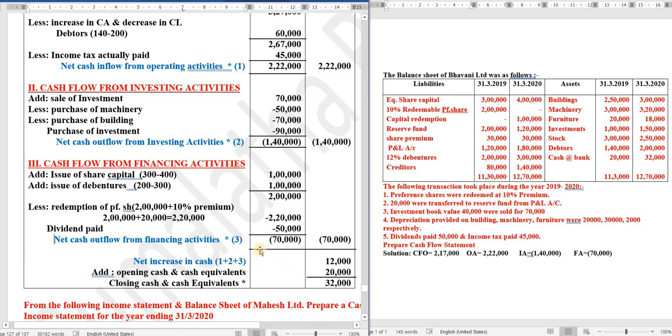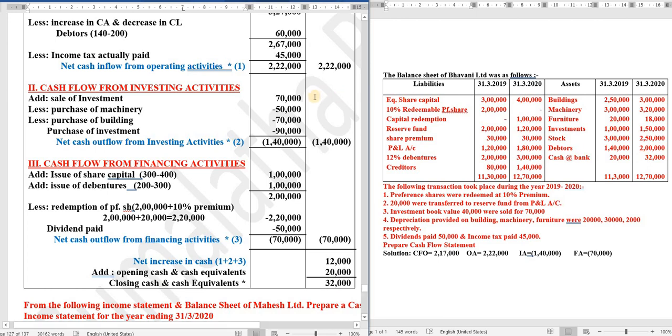And now we have to find out whether you are getting an increase or decrease in the total cash. And how do you get it? You take the consolidated total of operating activity, investing activity and financing activity. That is 1 plus 2 plus 3. 2 lakh 22 minus 2 lakh 10,000 comes, and if you subtract, 12,000 you get. As you're getting positive, that is net increase in cash, 12,000. To this, add opening cash. Opening cash at bank was 20,000. 12,000 plus 20,000, you will be getting 32,000 as the closing balance.